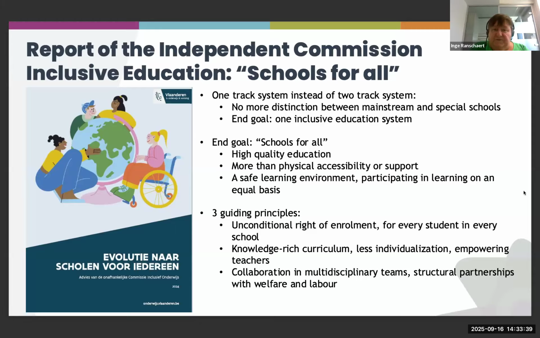We are also convinced that it's very important. It's more than physical accessibility and a safe learning environment for all learners. There are three very important guiding principles. That is the unconditional right of enrollment for every student in every school. At this moment, for children with more severe disabilities, there is a conditional right of enrollment, so they are not sure of being enrolled in the regular school. It's important to have a rich curriculum, and it's also important to work together, not only within the education system, but also with other partners, such as welfare and labor.